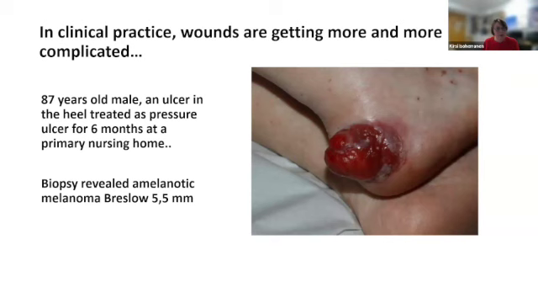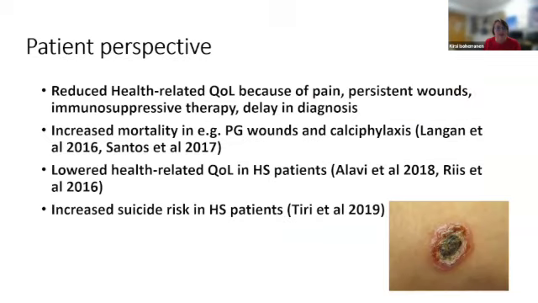This is another case recently, an 87-year-old male with an ulcer in the heel and sadly treated as a pressure ulcer for 6 months at the primary nursing home, and you can see that the wound was very protuberant. This is not a typical pressure ulcer, this was an amelanotic melanoma as well.